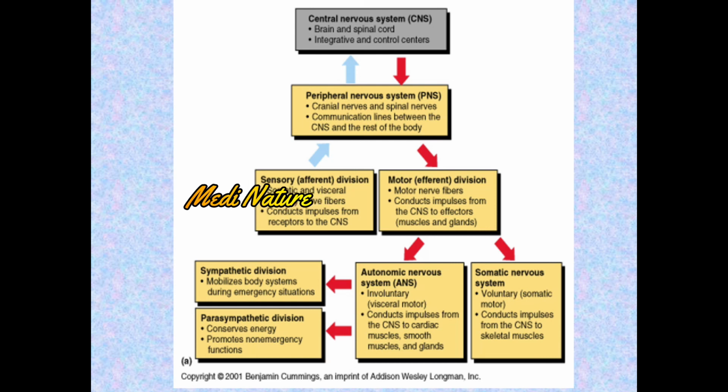Then the motor division is further divided into the somatic nervous system and the autonomic nervous system. The somatic nervous system is involved in voluntary motor actions, while the autonomic nervous system is involved in involuntary motor actions. So the autonomic nervous system again divides into the sympathetic division and the parasympathetic division, which are important for the involuntary actions during the rest period as well as during exercise. So this is the end of the first part of the introduction to the nervous system.